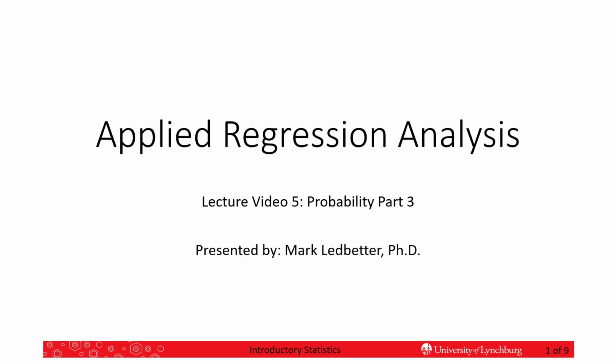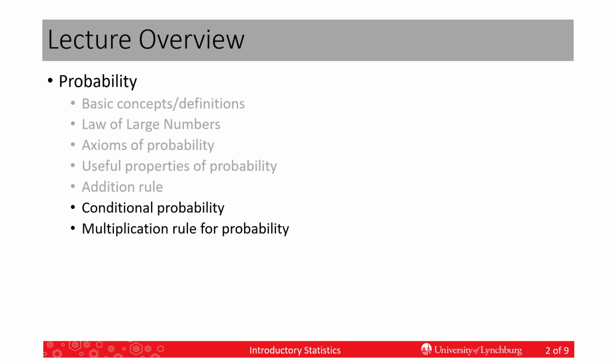I'm Mark Ledbetter, and this is lecture video 5, and we're doing the third and final part of the basic probability. In this lecture, we're going to talk about conditional probability and the multiplication rule for probability. So again, we're just trying to get an idea of basic probability, not the in-depth theory like we would in a probability theory course. So this is just a cursory introduction to probability.